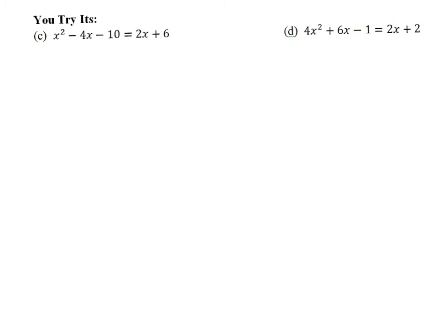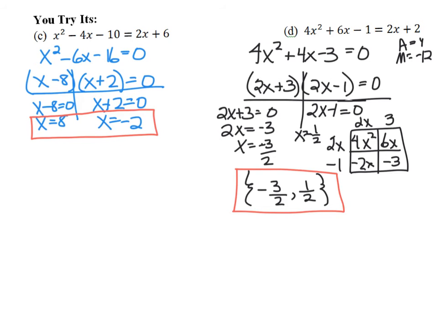Please take a few minutes, pause the video, and try the 2U try-its. When you finish, come back and check your solutions with mine. So in part C, I got the solutions x equals 8 and x equals negative 2. Take a look at my work, and if you have any questions, come and see me in the morning.